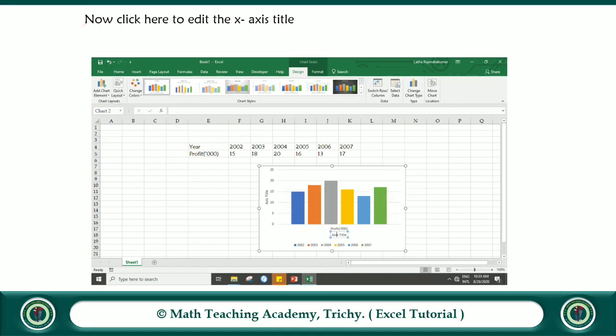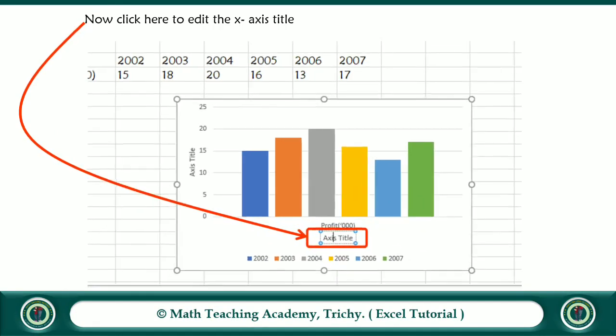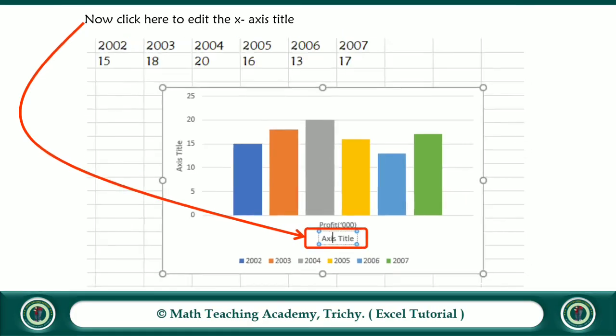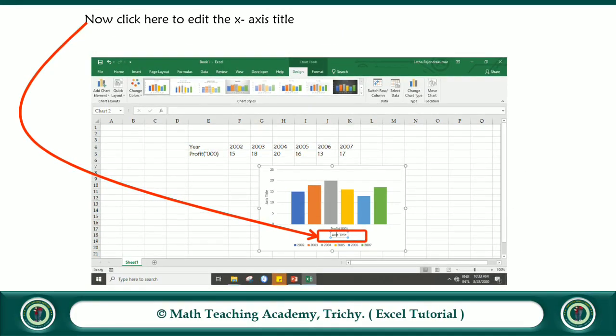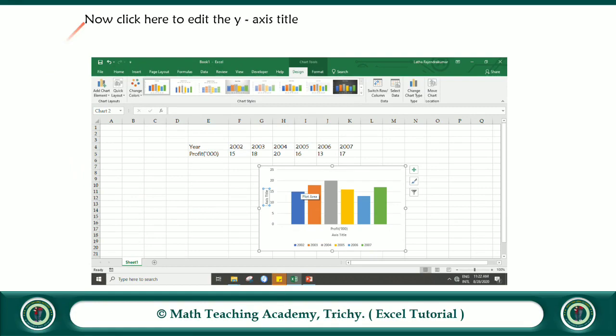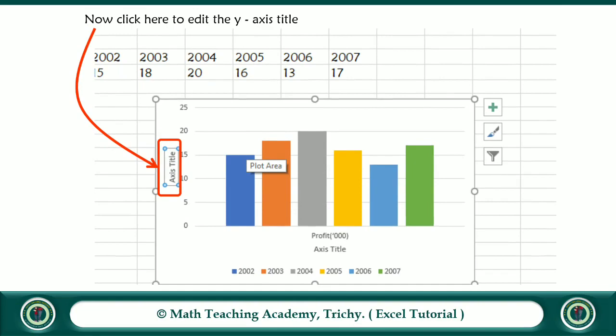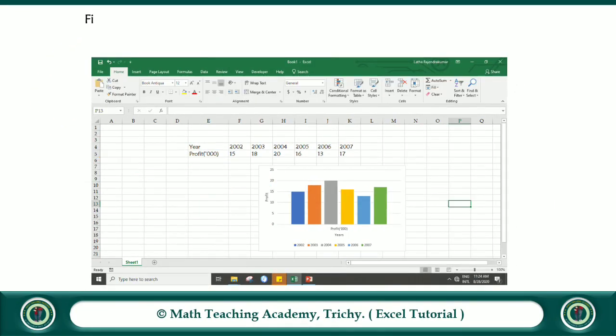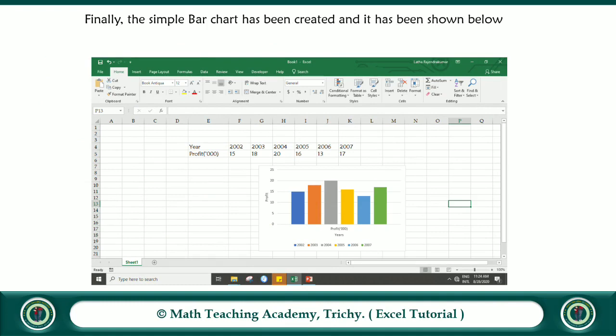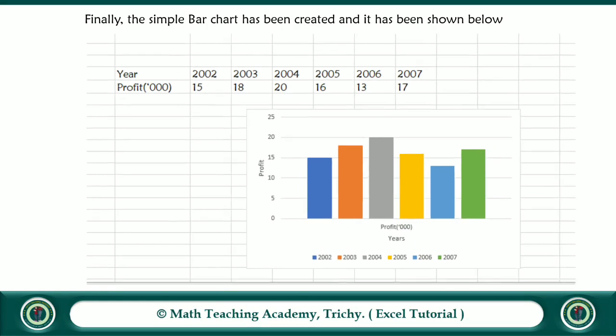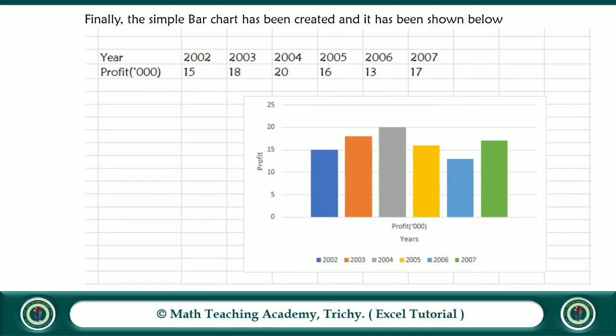After clicking the layout, now click here to edit the x-axis title. Now click here to edit the y-axis title. Finally, the simple bar chart has been created and it has been shown below. So here the x-axis title has been edited as years and the y-axis title has been edited as profits.